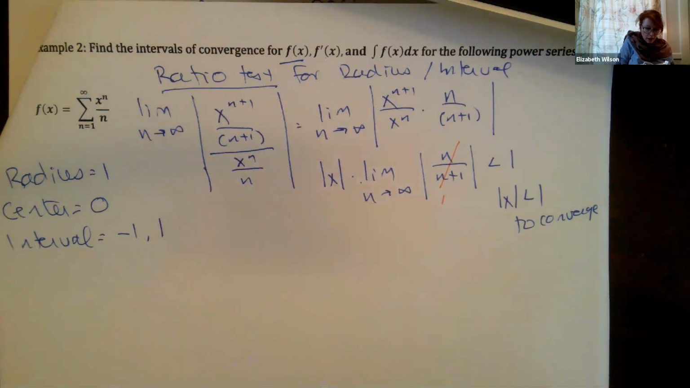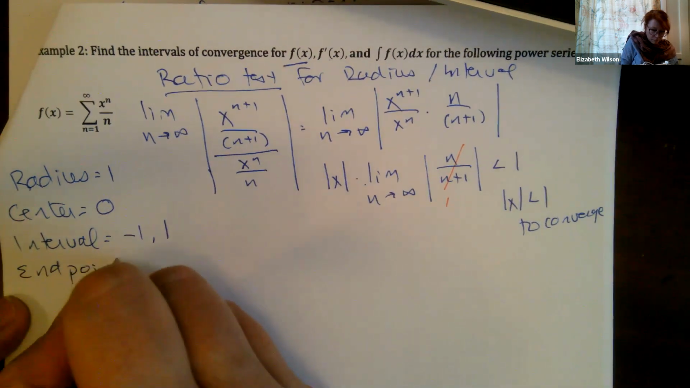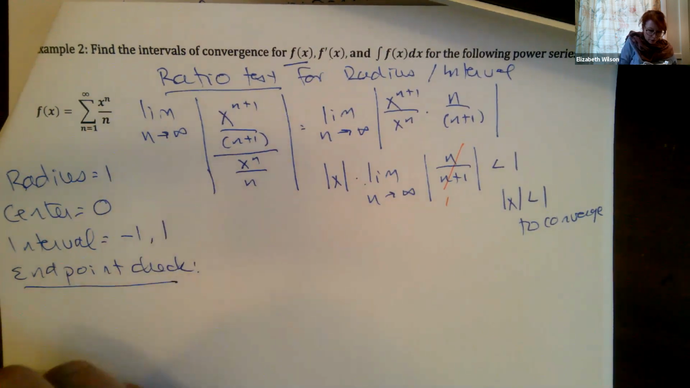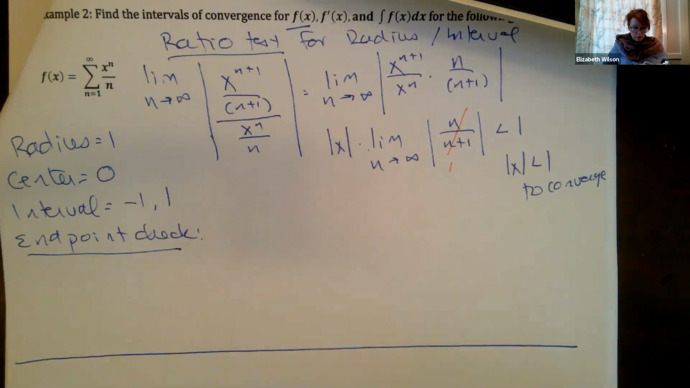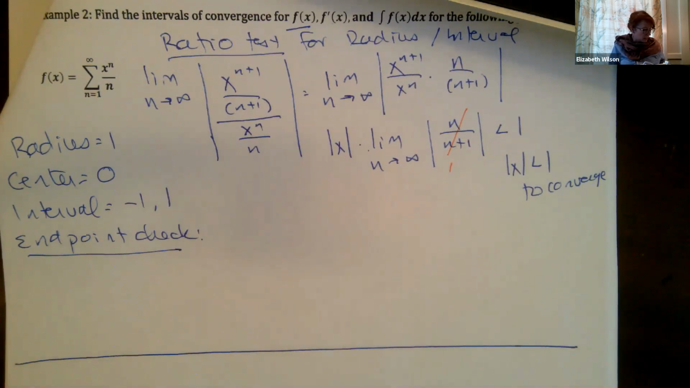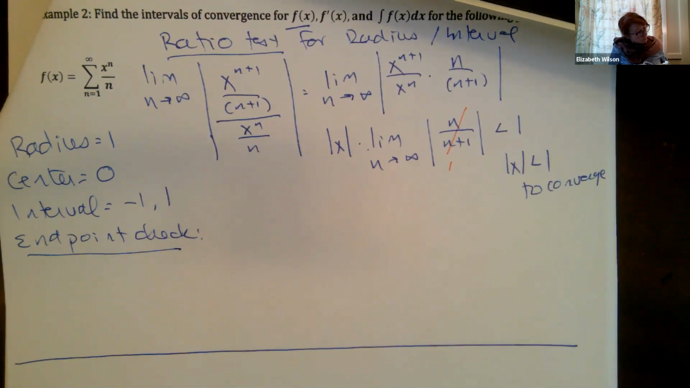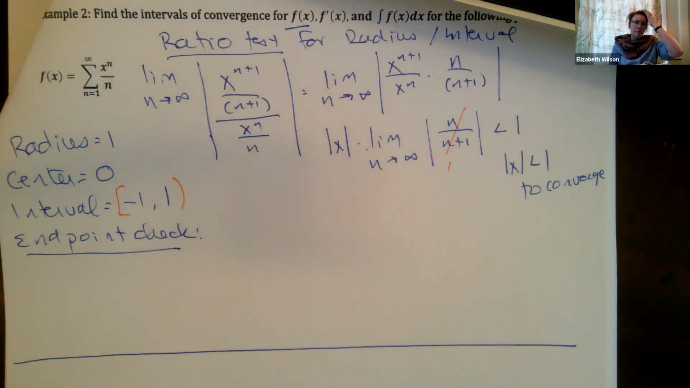Now on my function, I would need to do an endpoint check to figure out, are these endpoints included or not? So what I'm going to do is leave myself space to do that after chapter 5, but I'll tell you the answer for that. For f of x, this is included and that one's not. Okay, you don't know why yet. I'm telling you the answer ahead of time. We're going to come back to it later.